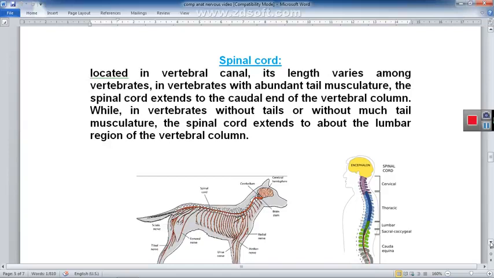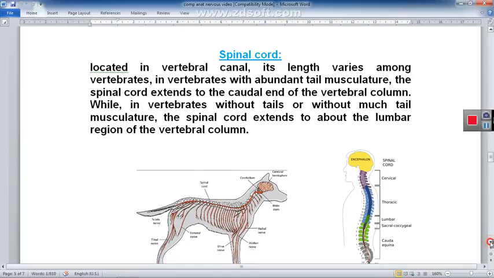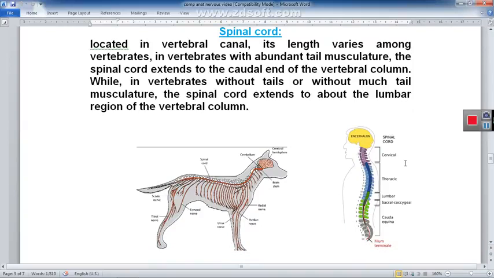The spinal cord. The spinal cord is the second part of the central nervous system plus the brain. It is located as a cylindrical structure inside the vertebral canal. Its length inside the vertebral canal varies between the vertebrates. In vertebrates with a well-musculated tail, the spinal cord extends into the tail, so that you can see that there is a caudal part of the spinal cord.